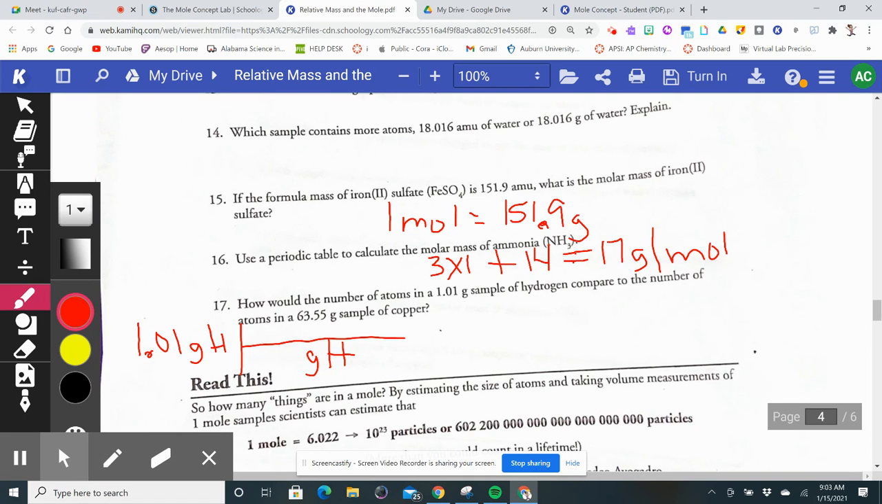So I can set up 2 conversions. I'm going to go grams to moles, and then I'm going to go moles to atoms. All right? So if I look on my periodic table, in 1 mole of hydrogen, there is 1 gram of hydrogen, approximately. And in 1 mole of anything, there is 6.022 times 10 to the 23rd of those things.